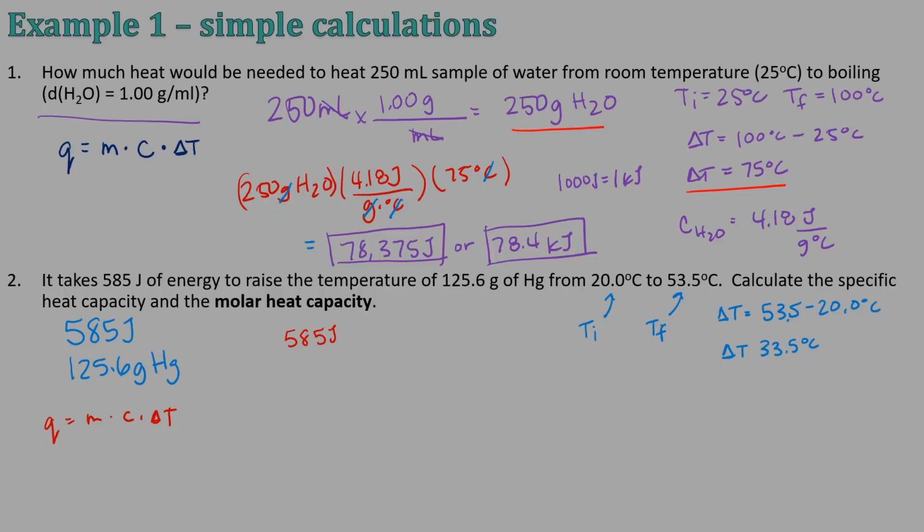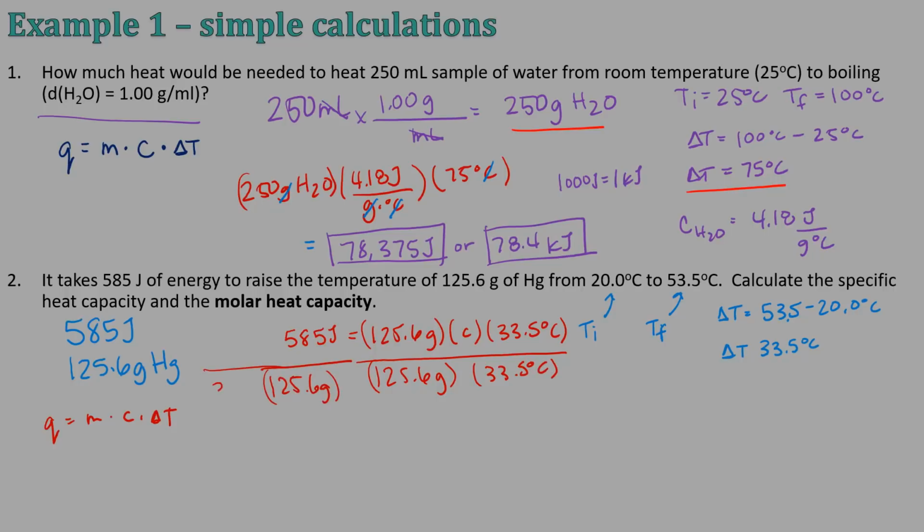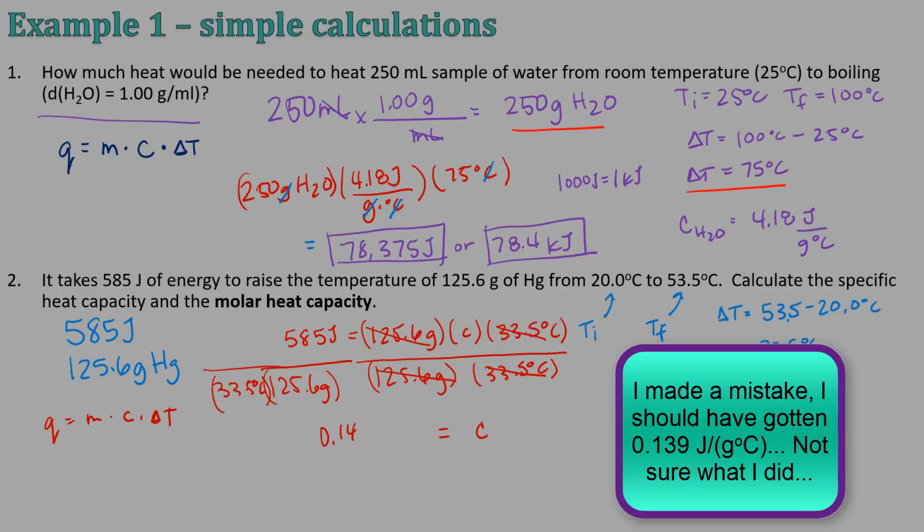585 joules is equal to 125.6 grams. I'm looking for my specific heat, and my delta T is 33.5 degrees Celsius. So I'll divide both sides by 125.6 grams and also by 33.5 degrees Celsius. So my C ends up being 0.142 joules per gram degrees Celsius.